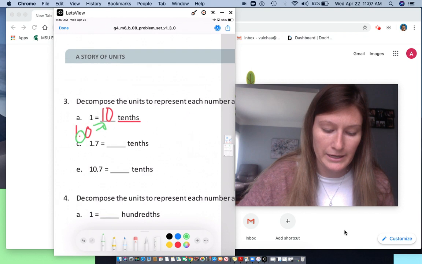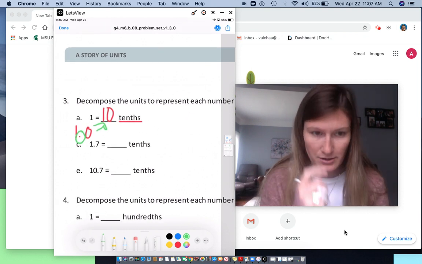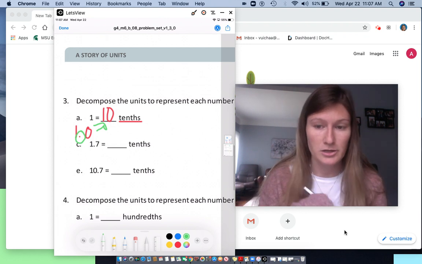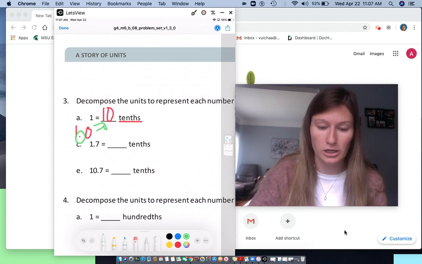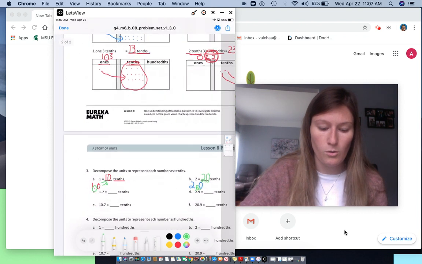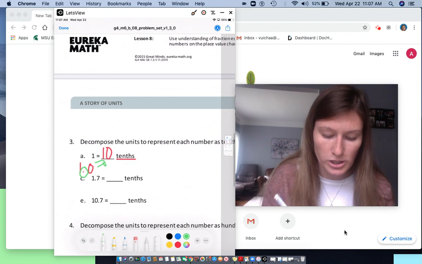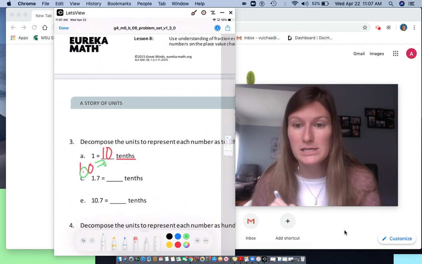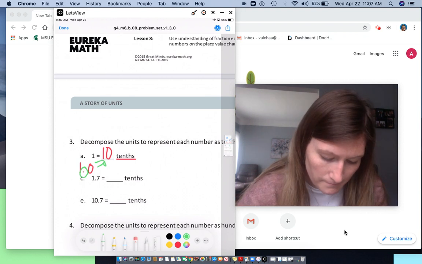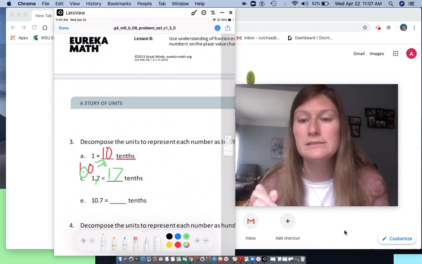Let's try C. Now C, they already had 1.7. So again, you could make your place value chart and do it just like we did in number 2, or you can use our trick of it's already 1.7. So what do you have to do with the decimal? You got to take it away. And what's our answer? 17 tenths.